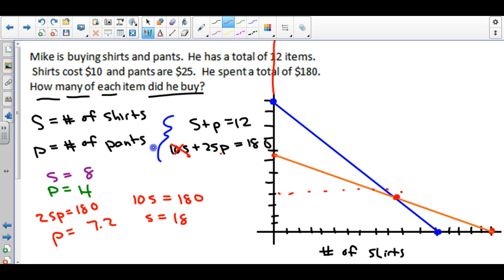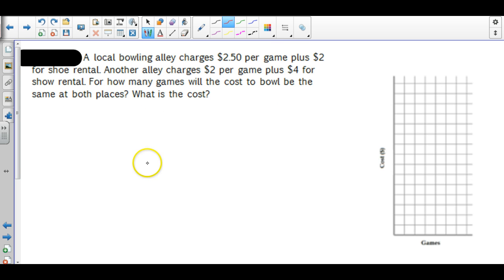Okay, so that was graphing equations using intercepts that were written in standard form. Now this next problem will be a lot easier, a lot less work. It's going to be 2 equations written in slope-intercept form. So let's read through this one.